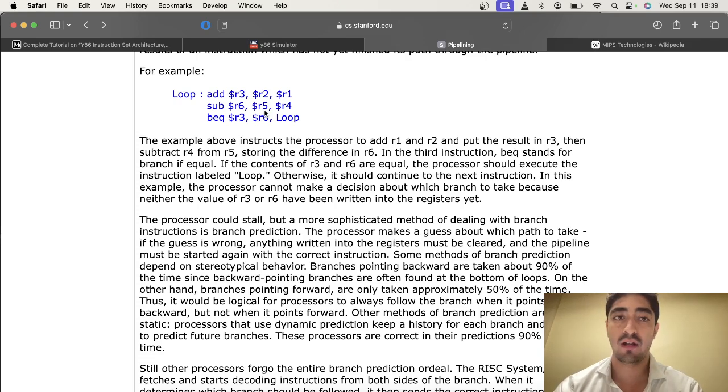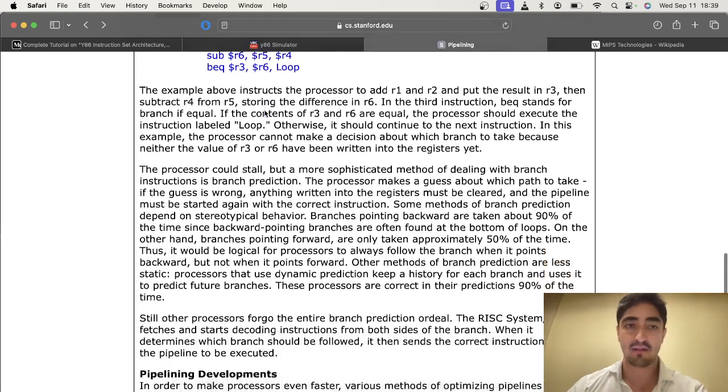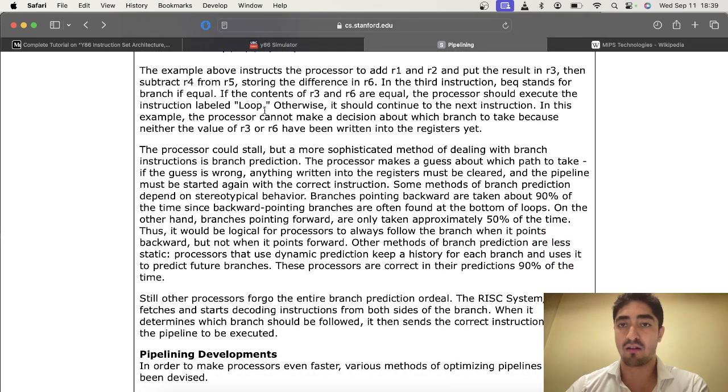In the instruction, BEQ stands for branch if equal. If the contents of R3 and R6 are equal, the processor should execute the instruction labeled loop. Otherwise, it should continue to the next instruction. In this example, the processor cannot make a decision about which branch to take because neither the value of R3 or R6 have been written into the registers yet. The processor could stall, but a more sophisticated method of dealing with branch instructions is branch prediction.